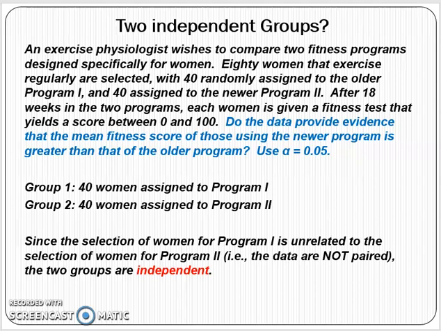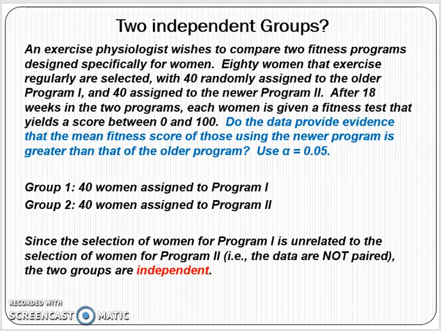80 women that exercise regularly are selected, and 40 are randomly assigned to the older program, program 1. The other 40 participants are assigned to the newer program, program 2. After 18 weeks in the two programs, each woman is given a fitness test that yields a score between 0 and 100. So the question is, do the data provide evidence that the mean fitness score for those using the new program, program 2, is greater than that of the older program?